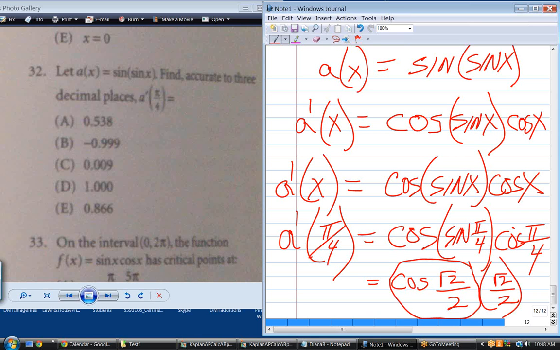Remember, in calculus, everything is in radians, not degrees. And in fact, it has to be in radians for the derivative of sine to be cosine. When you're in degrees, the derivative of sine is not cosine. So all of calculus has to have angles in radians, not degrees.